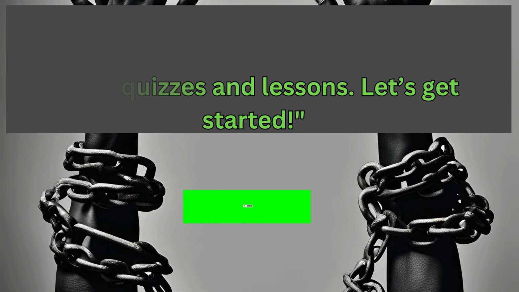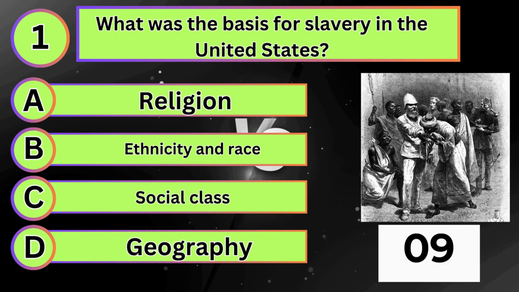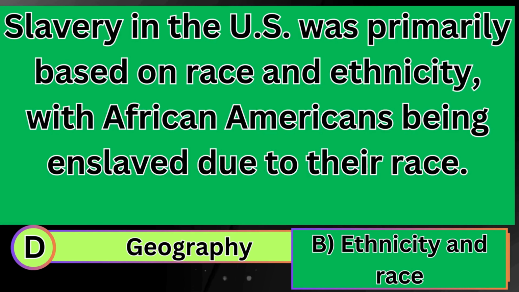Let's get started. What was the basis for slavery in the United States? B. Ethnicity and race. Slavery in the U.S. was primarily based on race and ethnicity, with African Americans being enslaved due to their race.